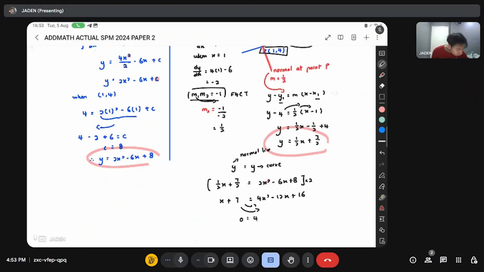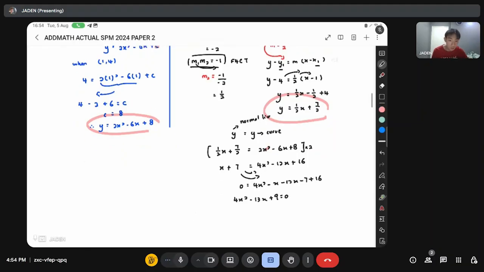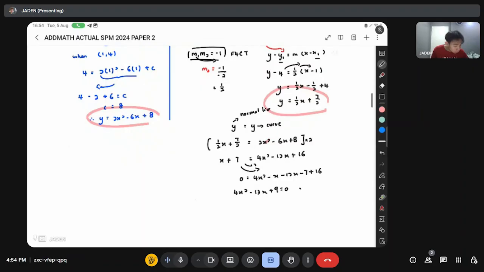0 equal to 4x squared minus x minus 12x minus 7 plus 16. So your equation will be 4x squared minus 13x. Negative 7 plus 16 is plus 9. Now you get a quadratic equation. With this quadratic equation, key in your a is 4, b is negative 13, and c is 9. So you're going to get two answers, 9 over 4 and 1. So this is 4x minus 9, x minus 1.